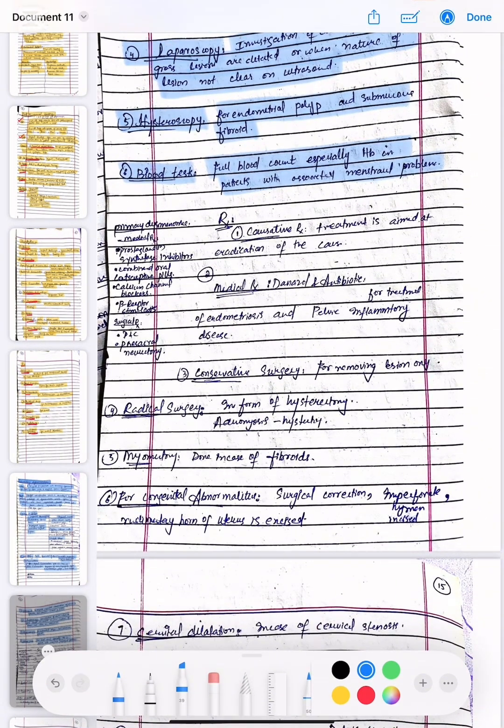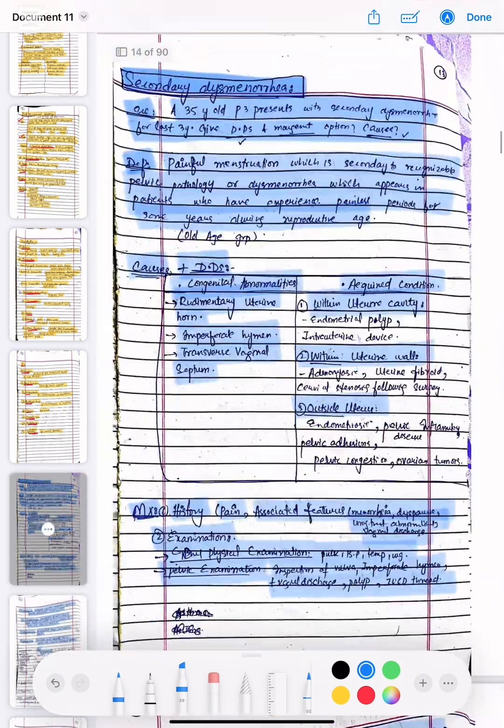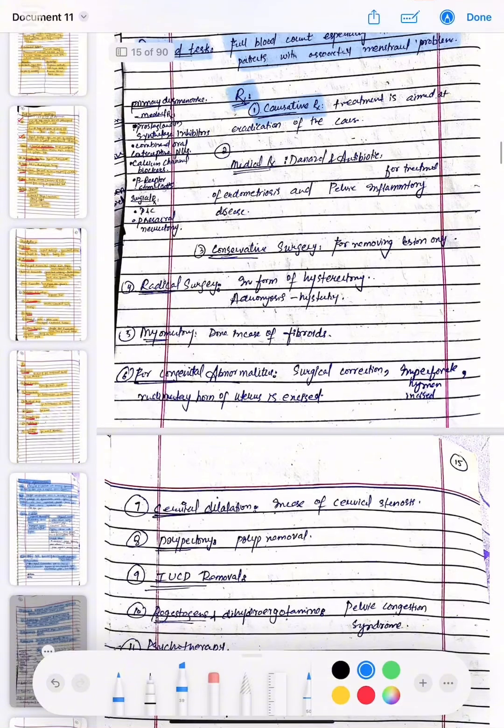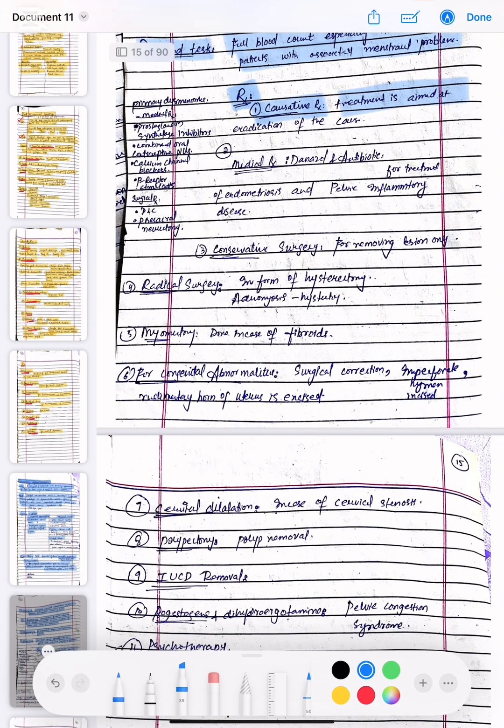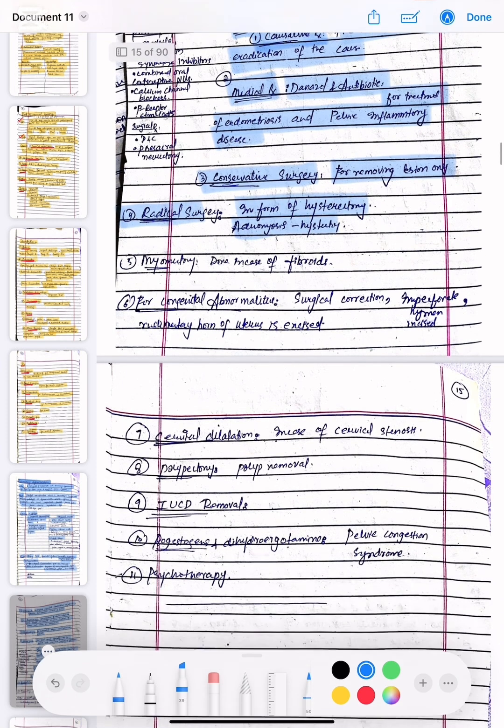Okay, now the treatment options for secondary dysmenorrhea are causative treatment, that is the treatment aimed at the eradication of the cause, and the medical treatment, which is danazol and antibiotics for the treatment of endometriosis and pelvic inflammatory disease. Then conservative surgery is done for removing the lesions only. Radical surgery is done in the form of hysterectomy for adenomyosis or hysteroscopy.